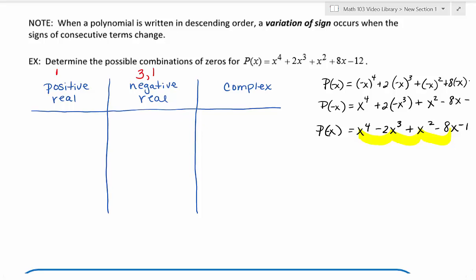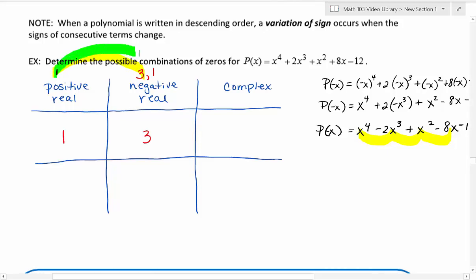Once you've gotten your options for positive real zeros and negative real zeros, we can start filling in our table. We'll start with the first 2 columns. We want to do every possible combination of positive options with negative options. I almost think of it like I'm distributing when I'm doing these possible combinations. So I'm going to do 1 with 3, and then 1 with 1.